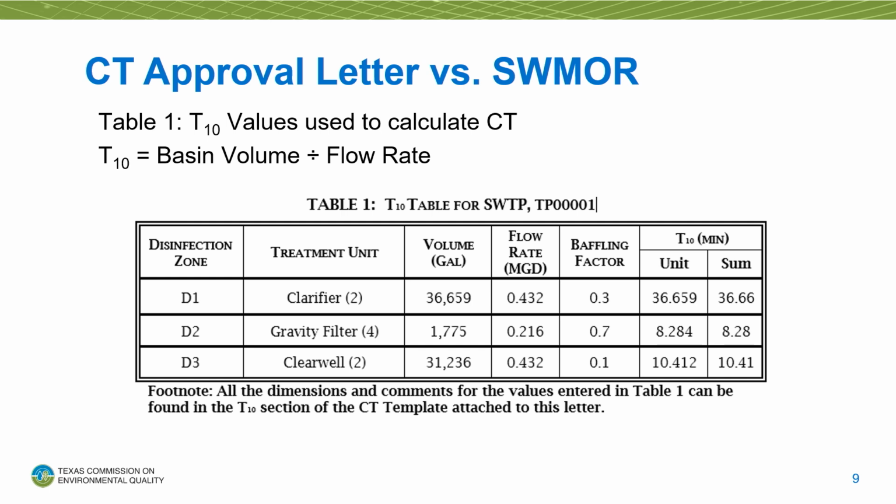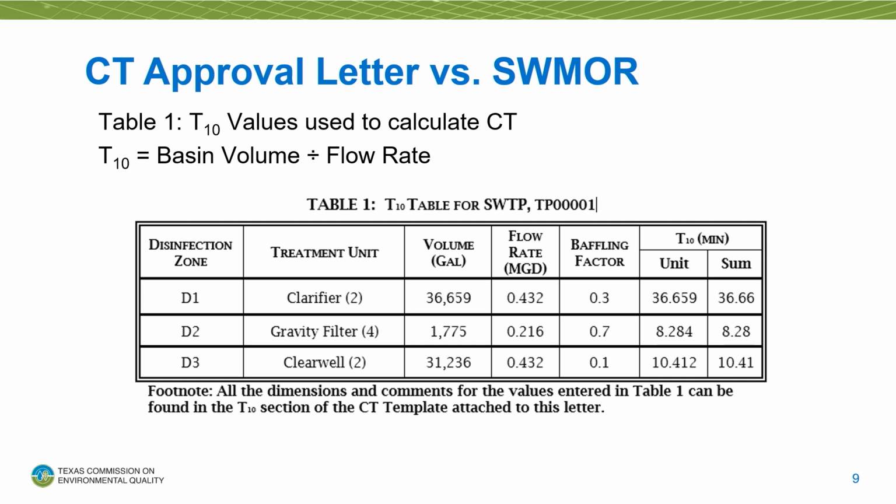So why do we do all this, and where is it going to go? So once you submit your CT study to us, we will review it, make any necessary modifications, and then we'll approve it. And with your approval letter from us, you'll get a table. So this is table 1. It'll include what your disinfection zone is, what the treatment unit name is, how much the volume is, the flow rate, baffling factor, and then T10 at the very end.